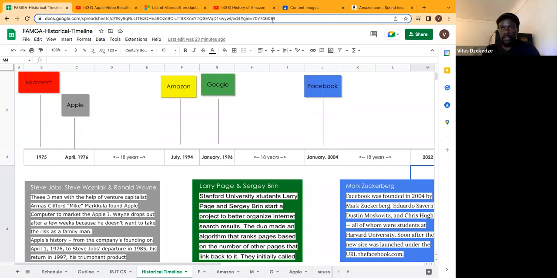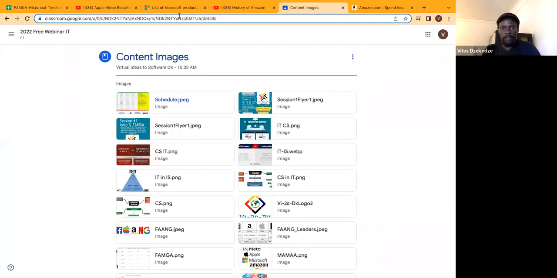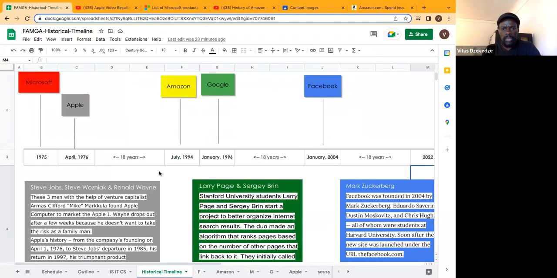And then today, they are on top, the very, very top spot of the market, as I've shown you earlier. All right, so we've been able to cover, let's go back to our timeline. We've been able to cover a little bit about Microsoft, Apple, Amazon, Google, and Facebook.